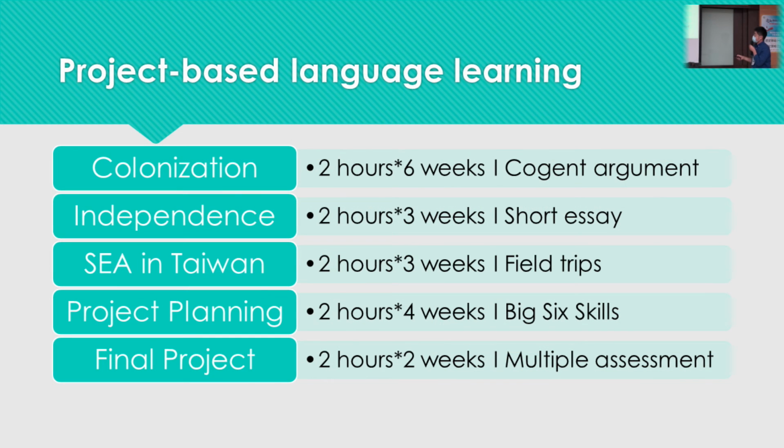So the process is like this: when we talk about colonization, while I'm talking about colonization, I teach them how to write an argument, and then we talk about independence, and we talk about how to write an essay. And after these two hard content areas of learning, we move on to guide them to walk around the neighborhood and to experience the Southeast Asia cultures here in Taiwan. And then they will start a project. In the end, they will do their projects.